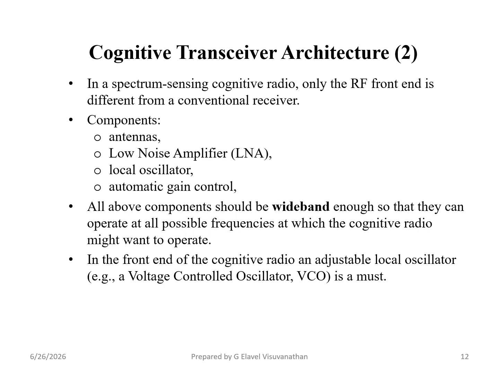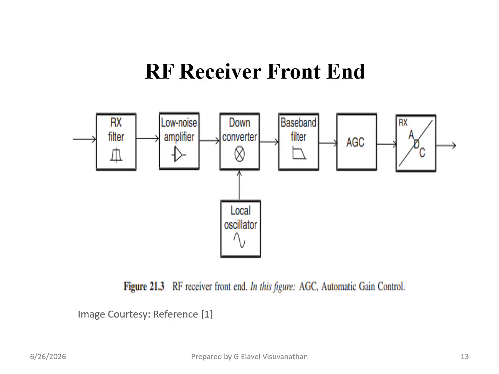Last, in the front end of the cognitive radio, an adjustable local oscillator is going to be present. So based on that we can adjust. So that only here we are going to have an adjustable local oscillator in the front end of the CR along with the RF and ADC. So this is going to be an RF receiver front end.